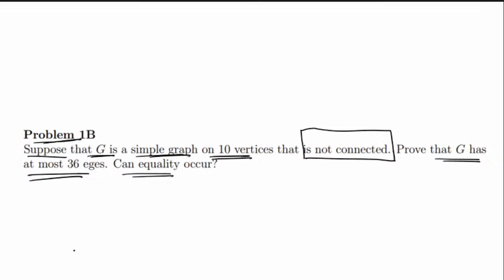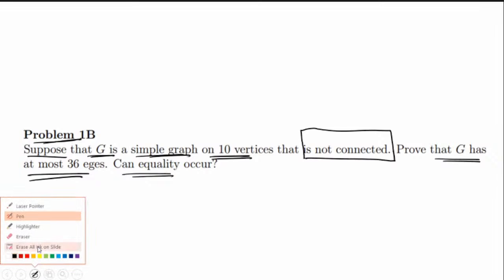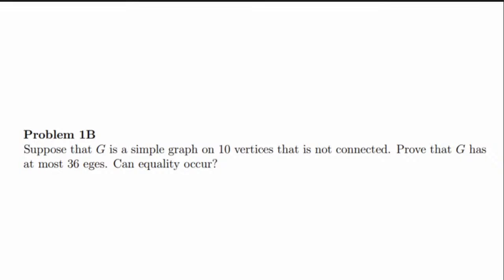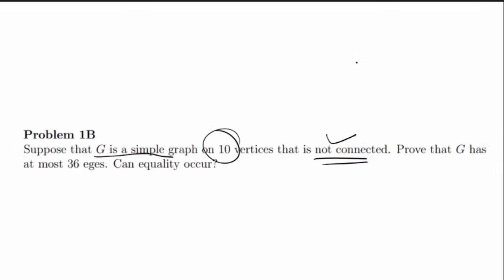Okay, let's solve it. How to solve this question? G is a simple graph on 10 vertices and it is not connected. Not connected means this is disconnected, so we have two parts. But he is asking how many edges at most I can have, meaning the maximum number of edges.